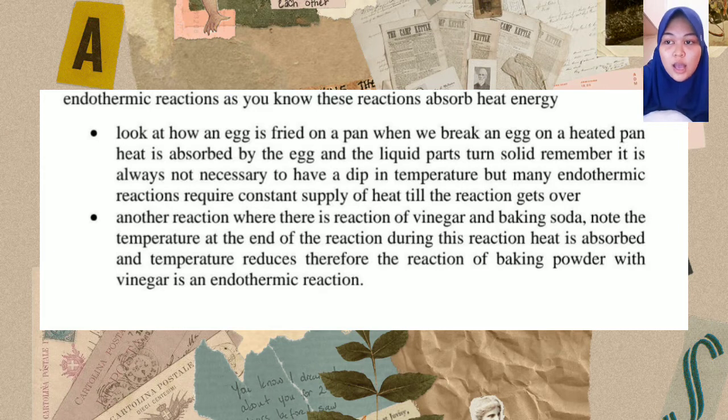See how eggs are fried on a frying pan. When we crack an egg on a heated frying pan, the heat is absorbed by the egg and the liquid part becomes solid. Remember, it is not always necessary to have a drop in temperature, but many endothermic reactions require a constant supply of heat till the reaction gets over. Another reaction where there is absorption of heat is the reaction of vinegar and baking soda.